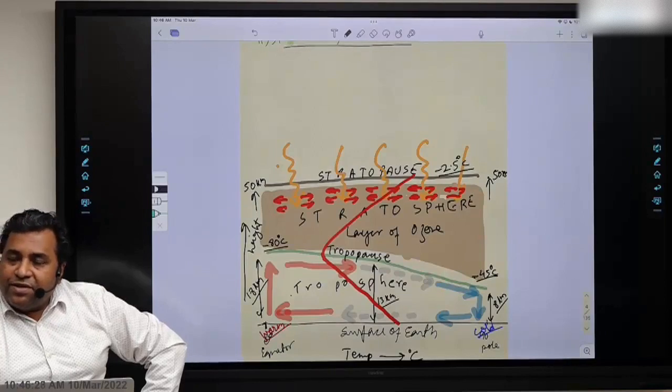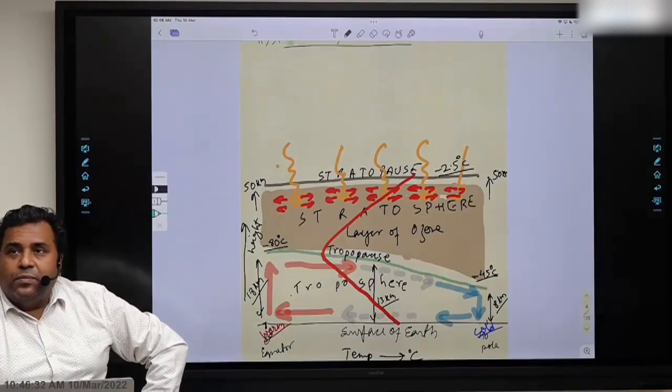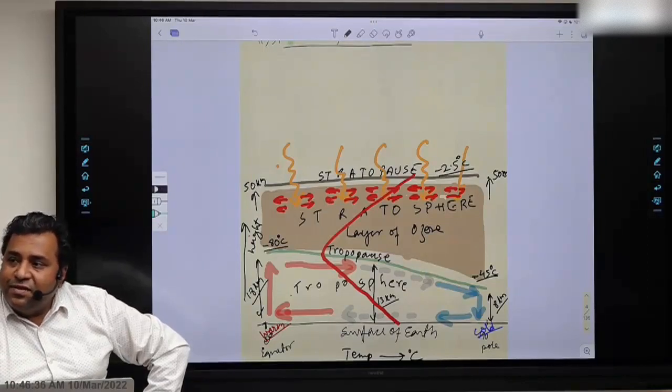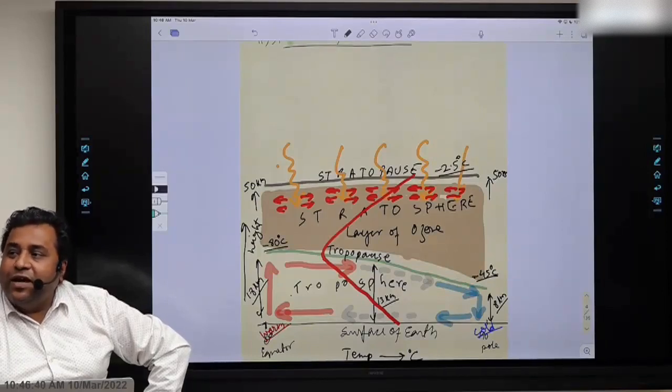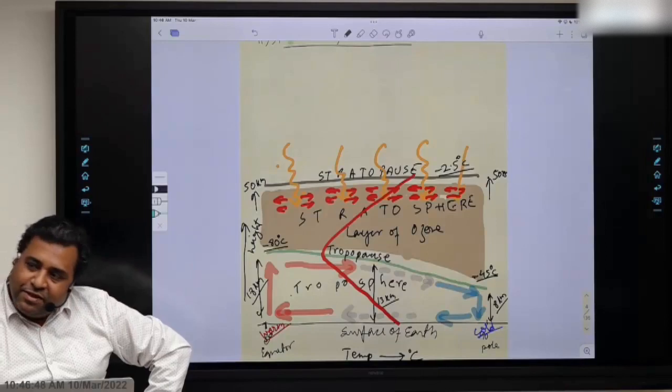What is the maximum temperature in the troposphere? The maximum temperature in the troposphere will always be on the surface of the earth. Isn't it? Because as you go higher, the temperature is decreasing. And what is the minimum temperature in the troposphere? Minus 80 degrees. Okay?